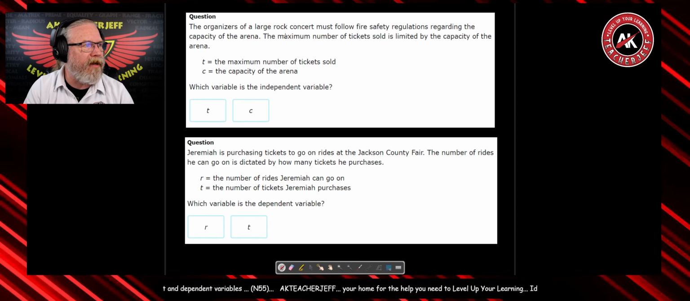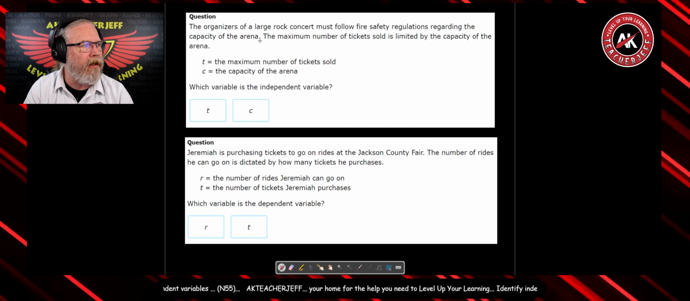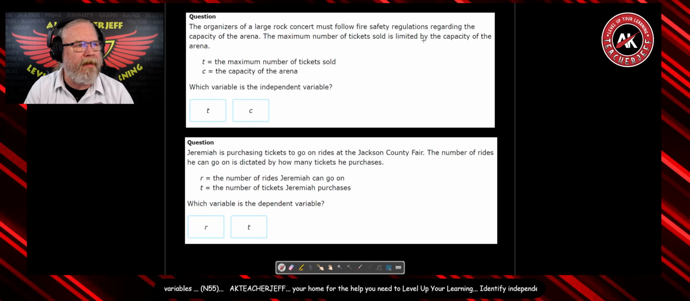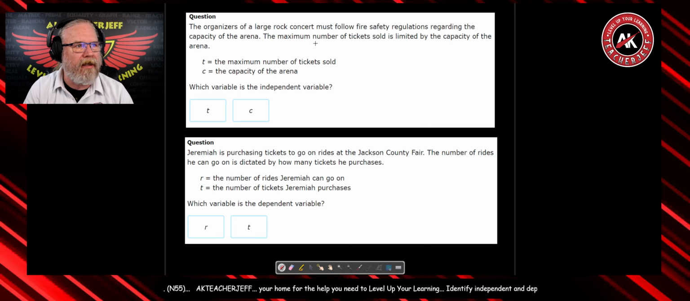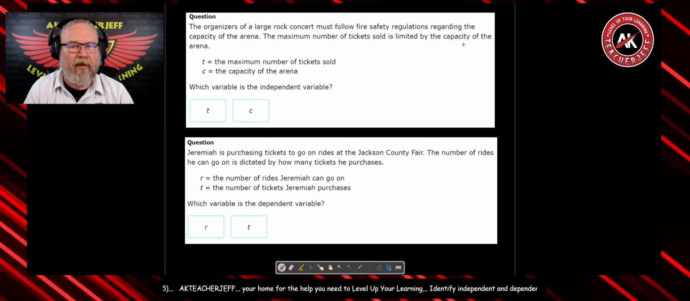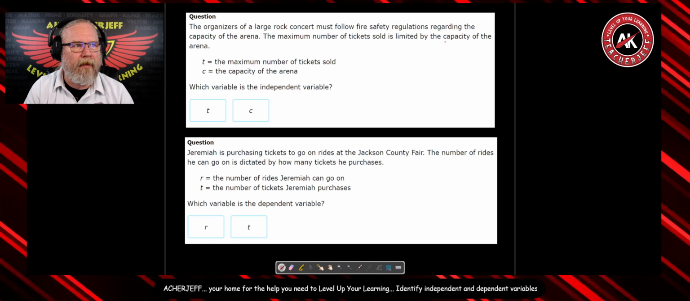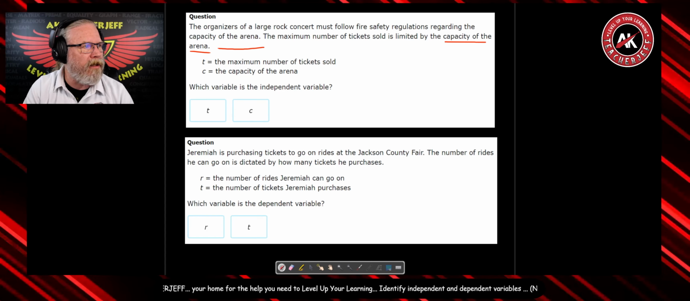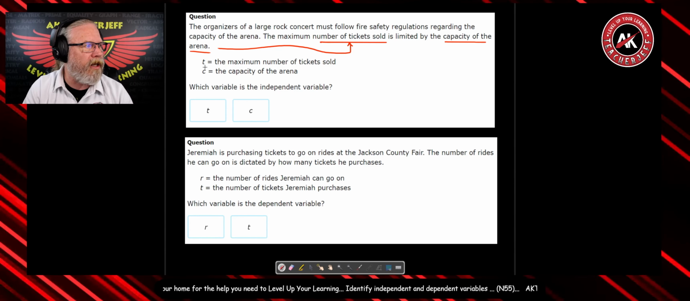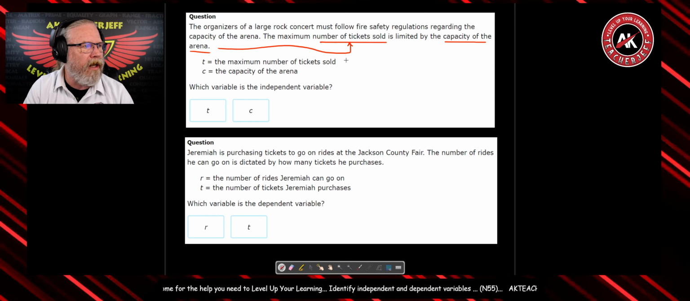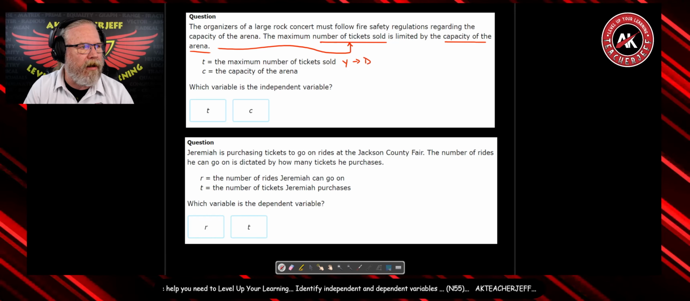The organizers of a large rock concert must follow fire safety regulations regarding the capacity of the arena. The maximum number of tickets sold is limited by the capacity of the arena. So is it the number of tickets they sell that determines the capacity? Well, if they sold 1,000,000 tickets, does all of a sudden the arena hold 1,000,000 people? No, it does not. It's the capacity of the arena that's going to determine the number of tickets that can be sold. So let's look at T as the maximum number of tickets sold. And we're determining this, it's got the arrow going to it. So we know that's our Y value, which means that's going to be our dependent variable.